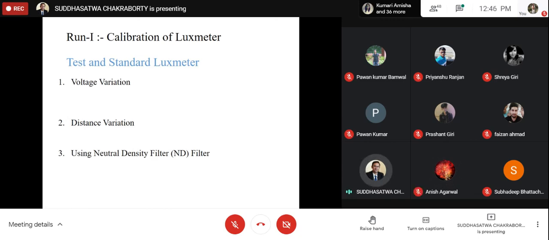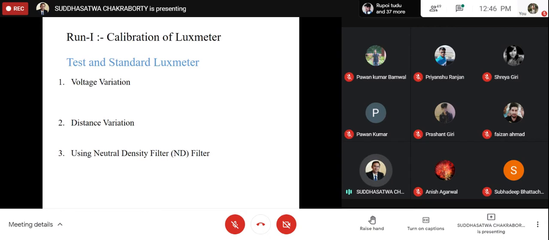That's why I have given three options by which we can generate the set of data. Number one, we start varying the input voltage to the source. If we vary the input voltage of the source, definitely the light output will vary, and we are going to get a different set of data. Number two is distance variation. If we vary the distance between source and sensor, there will also be a set of data.